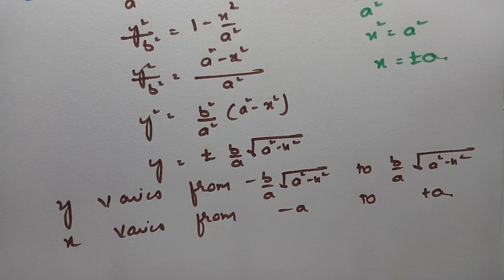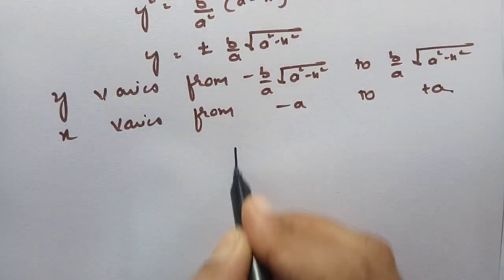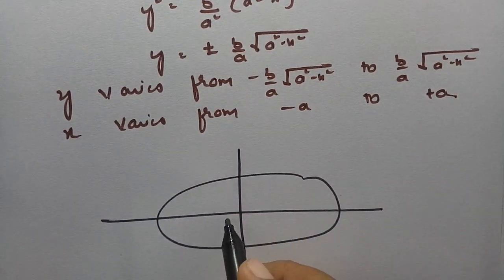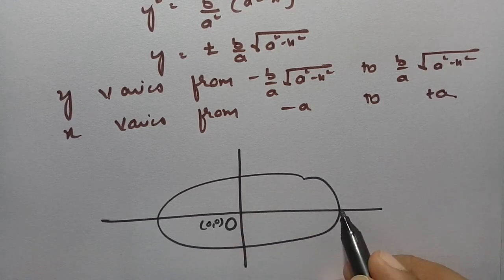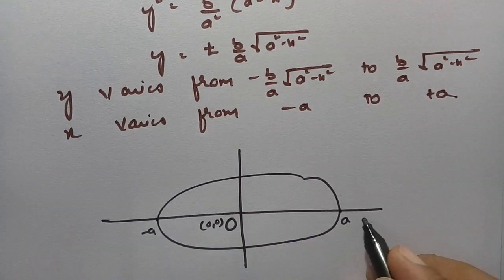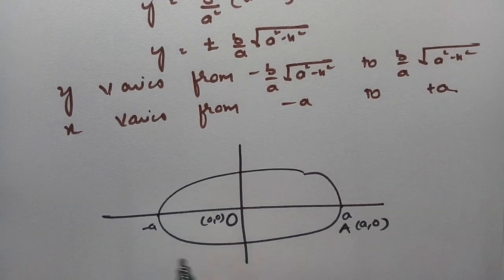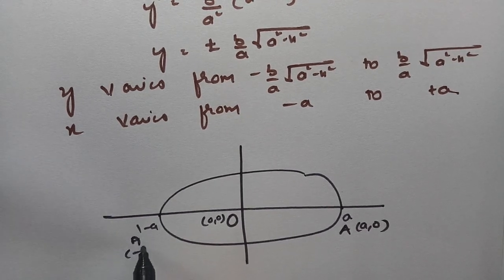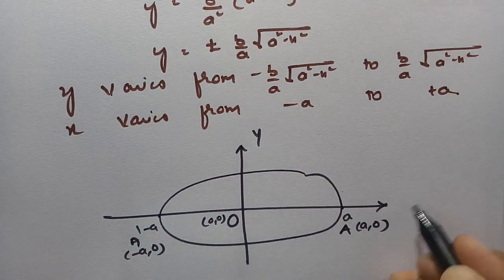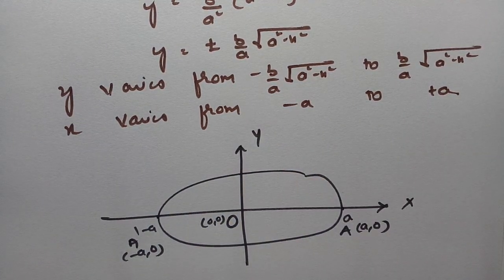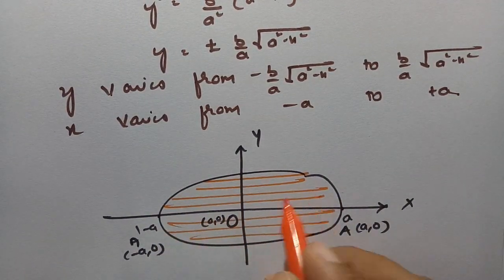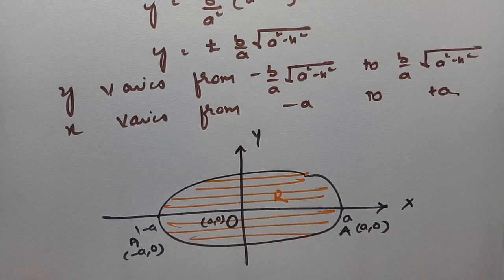And what is the diagram for this? So here the diagram is nothing but, so this is an ellipse. As you know that this is an ellipse, this is origin 0, 0, and this is plus a and this is minus a. So this point will be a comma 0 and this point will be minus a comma 0, and this is origin and this is y-axis and this is x-axis, and you can guess that this is the region R. So this is the whole region R.